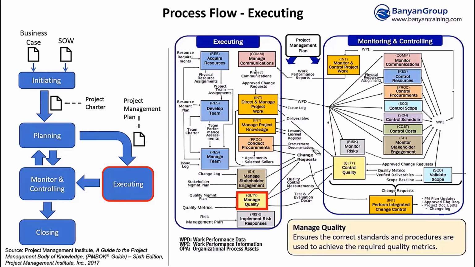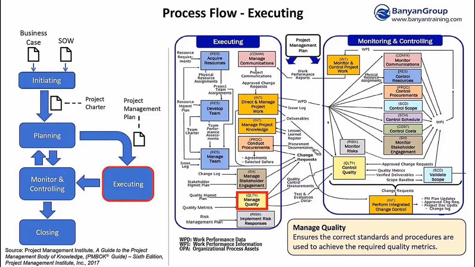And so in this process, we'll just start basically with manage quality. You can see the definitions on the bottom right corner now. We have some more room there, so it's a little easier to see the definition. Manage quality ensures the correct standards and procedures are used to achieve the required quality metrics. You remember quality metrics came from the plan quality management process. That was one of the key outputs.